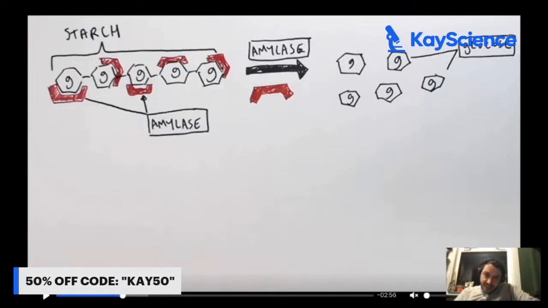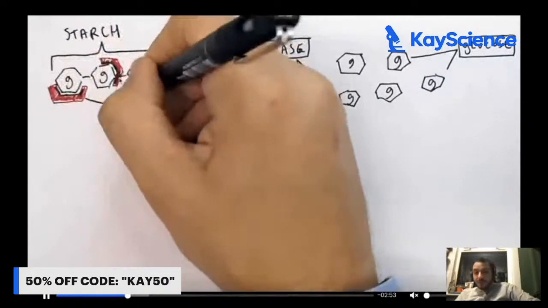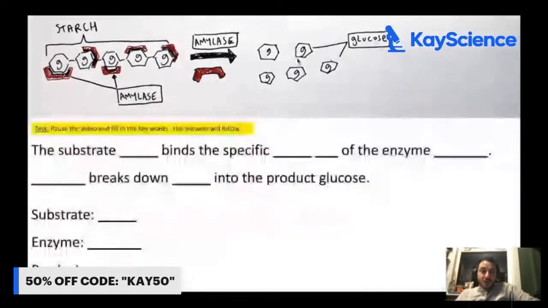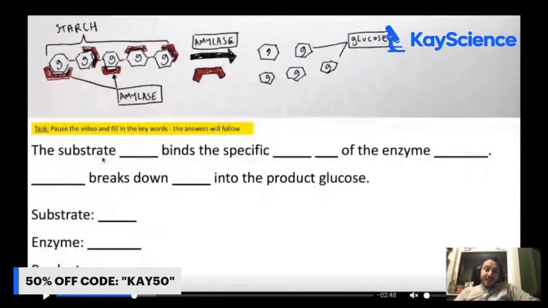And you can see here that the starch binds the active site of the amylase. So the starch is the substrate, which binds the active site, which is in black here, and that gets broken down into the product glucose. So let's fill in the key gaps here. Pause the video if you're watching and catch up. I'm going to go for it now. The substrate is starch, and that binds the specific active site of the enzyme amylase. Amylase, which is the enzyme, breaks down starch into the product glucose.